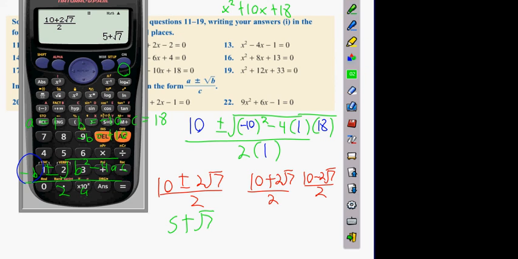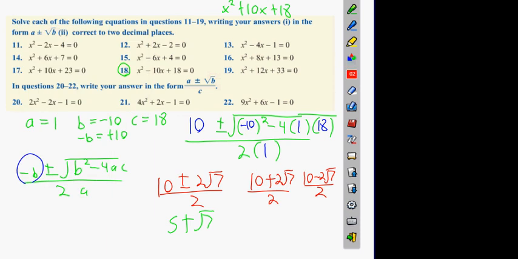the change button. 6 point 7 point 6, 4, 5. 45 is closer to 50. So 7.65. Okay, so this is 7.65. And the other one, because this one's the plus version, the other one is the same answer with a minus.